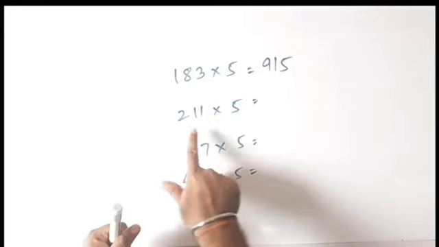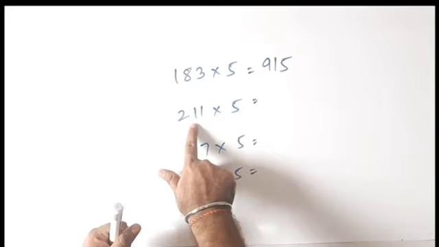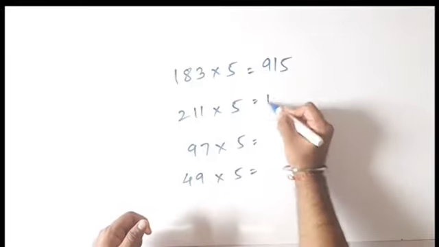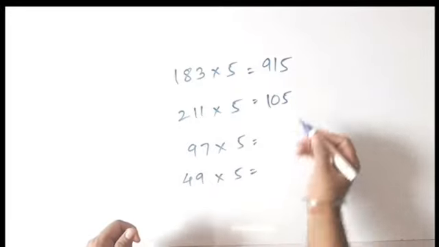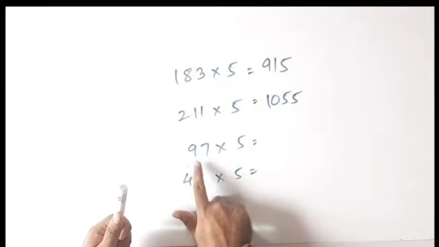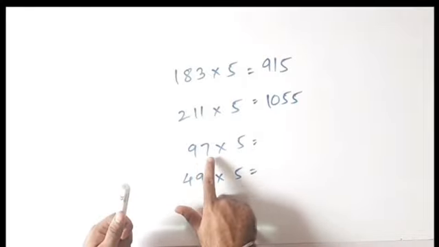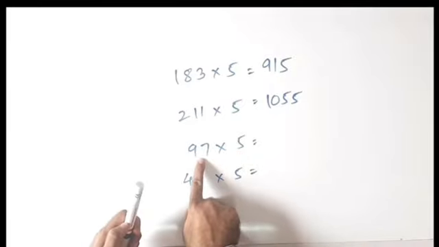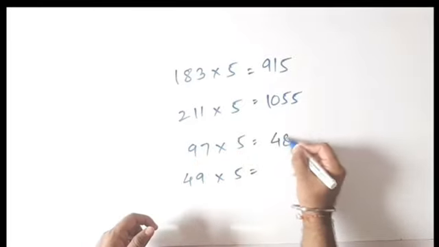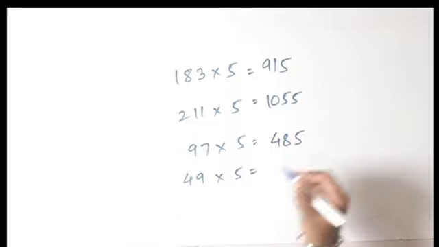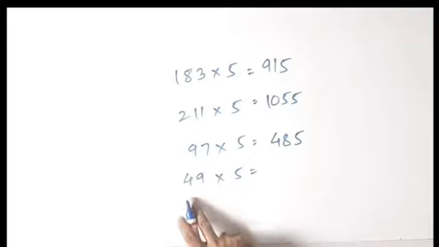Fine. Again we'll come here. I want to know the half of 210, not 211. Half of 210 is very simple, 105. Instead of putting 0 I'll put 5 here. Then 97 times 5. Half of 96 I want to know. Half of 96 is 48. Just add 5 more, so 485 is your answer.